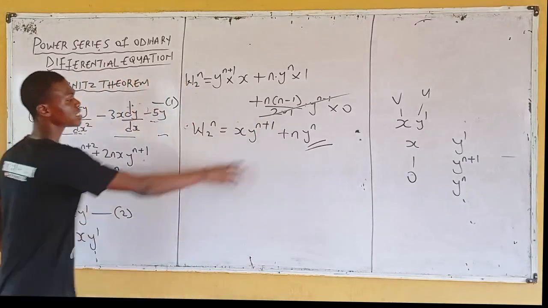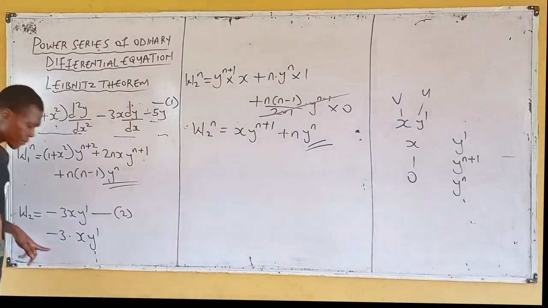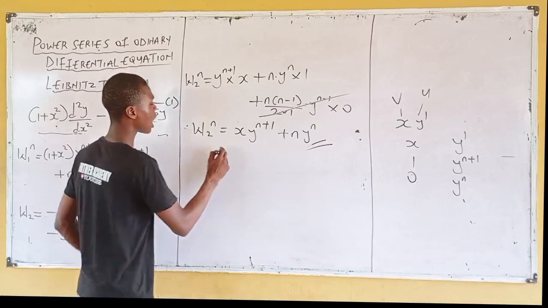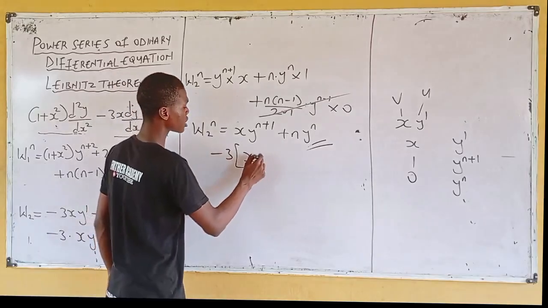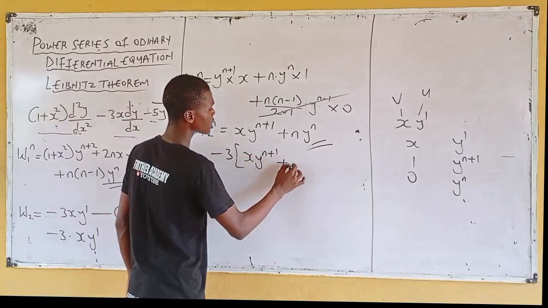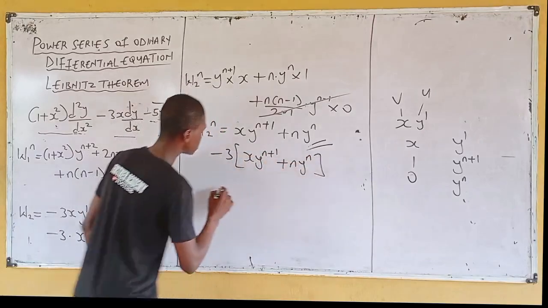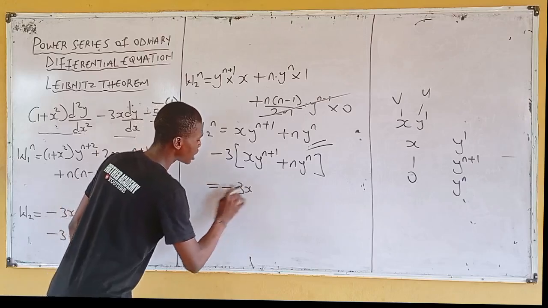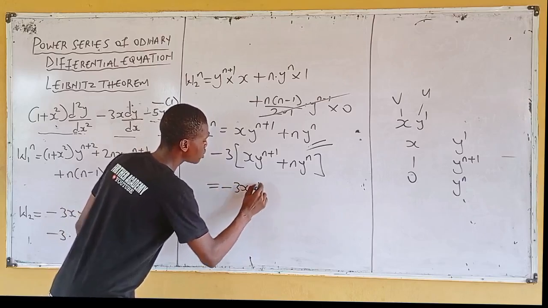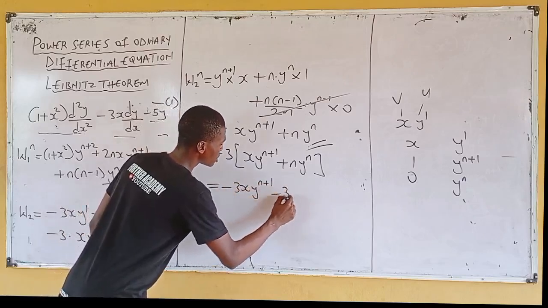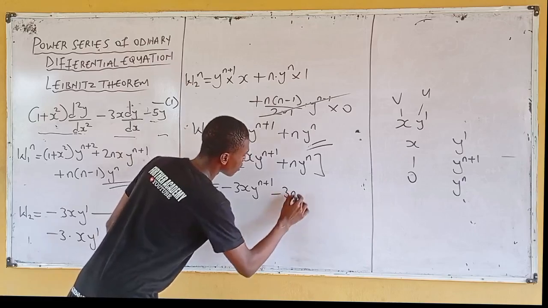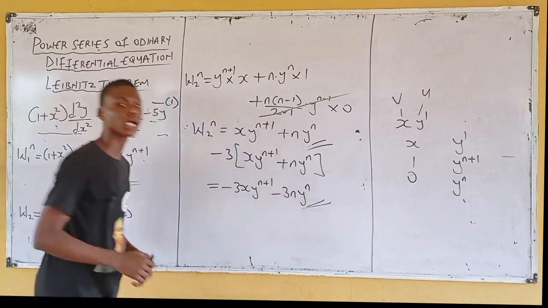Right? So this is your nth derivative for this particular term. Then we have negative 3 here, meaning we multiply negative 3 by what we've gotten. So I'm having negative 3 all into brackets xy, all raised to the power of n plus 1, plus n multiplying y raised to the power of n. This becomes negative 3x y raised to the power of n plus 1 minus 3n y raised to the power of n. Right? Any question on this?